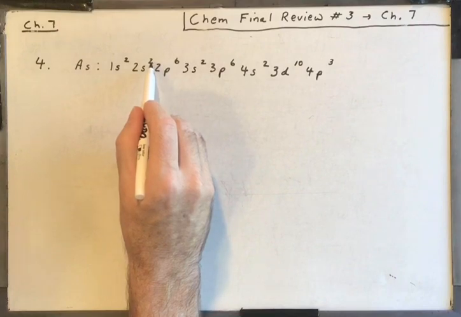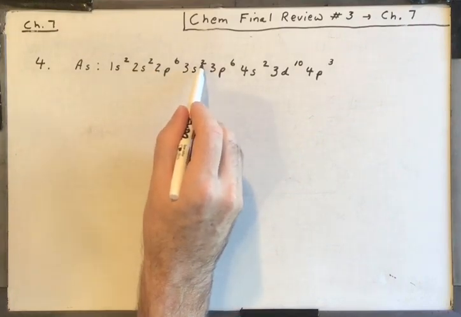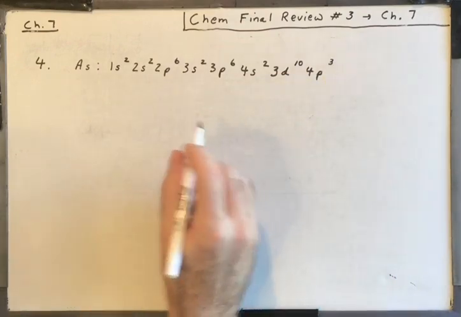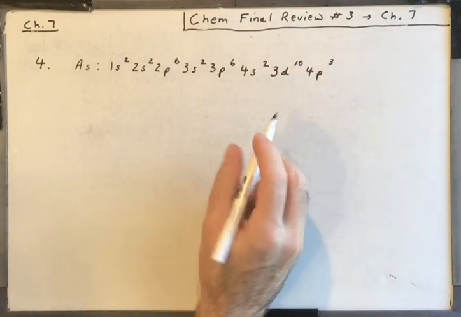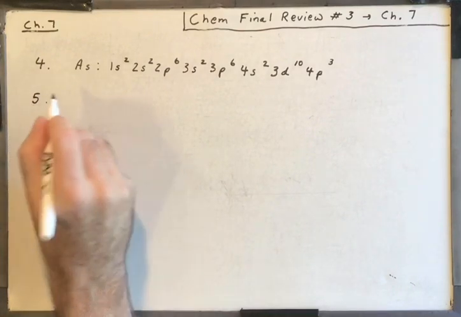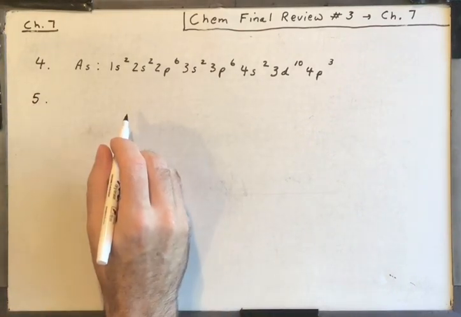We know that arsenic has 33 electrons, so you can add these up. 2, 4, 10, 12, 18, 20, 30, 33. So we think that we're on the right track. You'll want to practice doing a couple of those. These are easy. You want to get these points on the final exam.